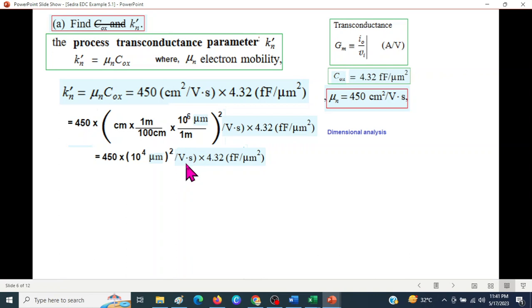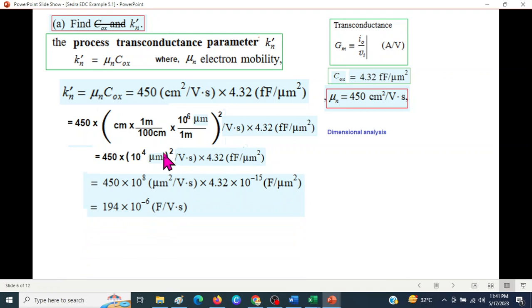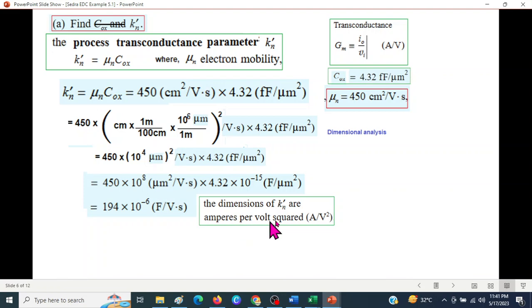divided by voltage per second, voltage and second, and this remains as it is. And now let's open this. 10 raised to the power 8 micrometer square per voltage second. Now micrometer square at the top, micrometer square at the bottom will get cancelled, so we get this term. And the dimensions of Kn are amperes per volt square, A over V square.